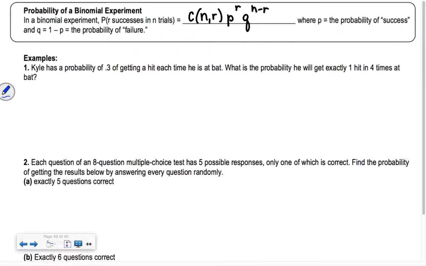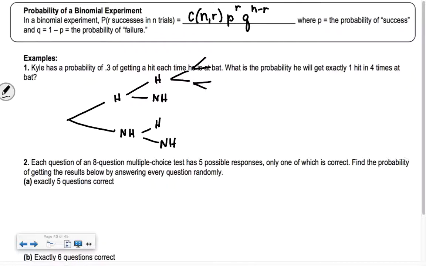All right, so let's say that we have a hit and a no-hit. So hit, no-hit, I guess I'll write. And then I have a hit and I have a no-hit. We probably don't want to continue this table, right, or this chart, because it's going to take us a while. But that's how it would look. So we're finding the probability that he gets 1 hit in 4 times at bat.